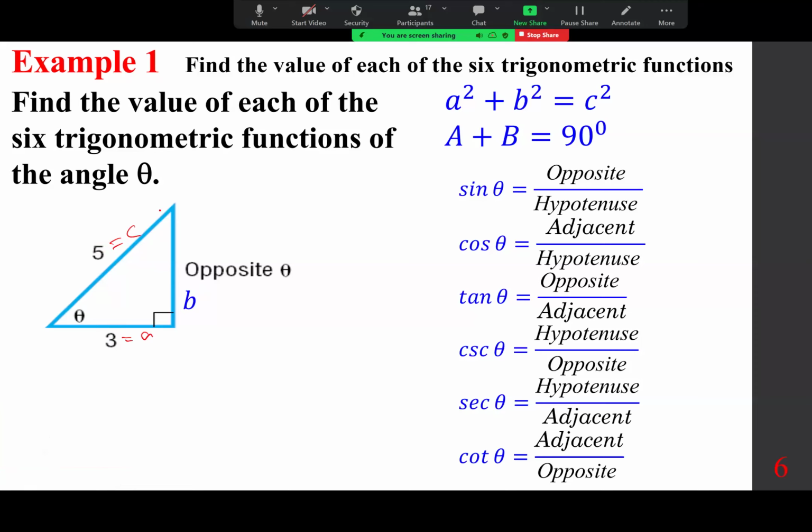So 3 squared plus b squared equals 5 squared, which makes b squared equal 16, and b is 4. So we found all the sides. Now, what is sine of theta? The opposite, which is 4, over the hypotenuse, which is 5. What about cosine theta? The adjacent, which is 3, over the hypotenuse, which is 5.